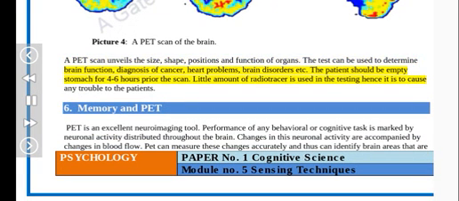The patient should be on an empty stomach for 4 to 6 hours prior to the scan. A small amount of radiotracer is used in the testing, hence it is unlikely to cause any trouble to the patients.